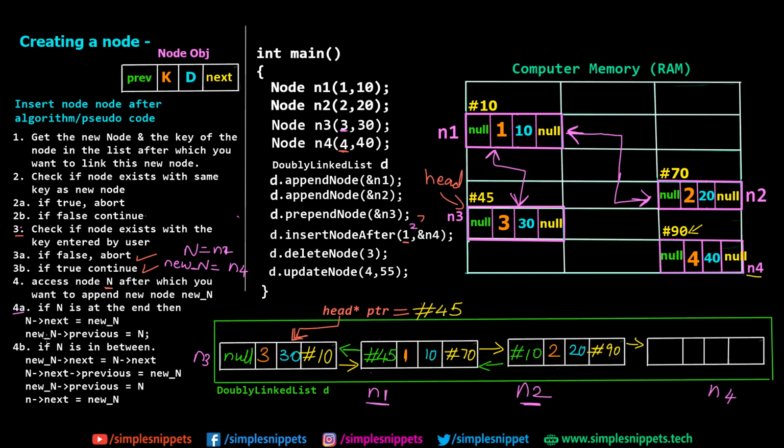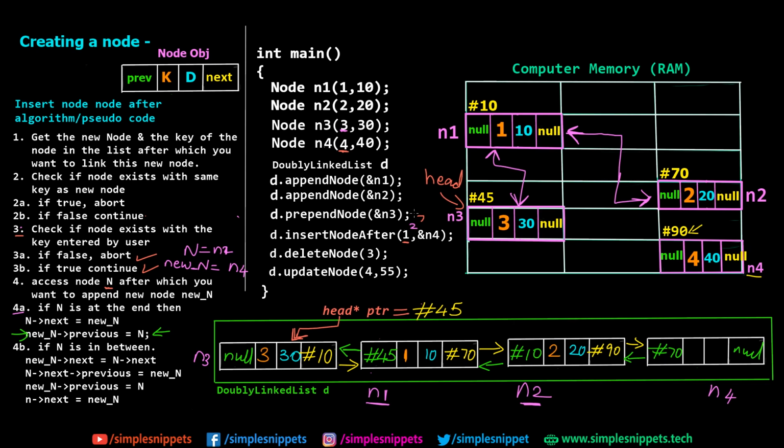Similarly, I would say new n, that is n4 of previous. So this would be null initially, right? That is the previous value, and the next pointer of n4 is also going to be null initially. So I'm going to make it point to n2. This is what is being shown over here at this step in the algorithm. We are saying new n of previous, that is the previous pointer of n4, to point to n. Now n is n2. Now we know the address of n2 is hash 70. So hash 70 will be stored. Okay. So this is how the linking will happen if n is at the end, right?